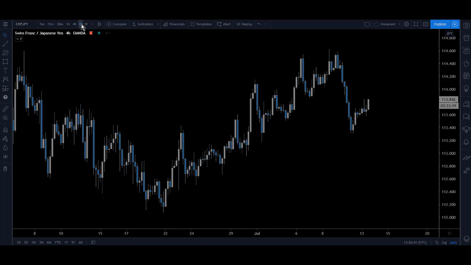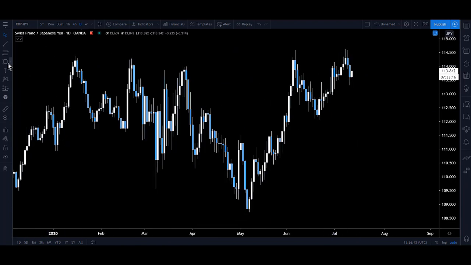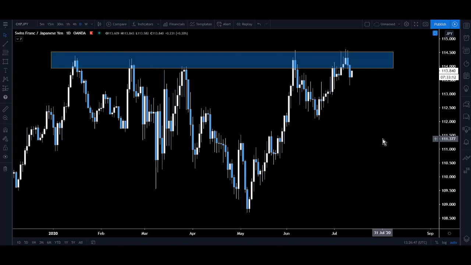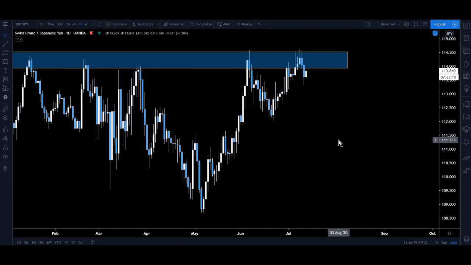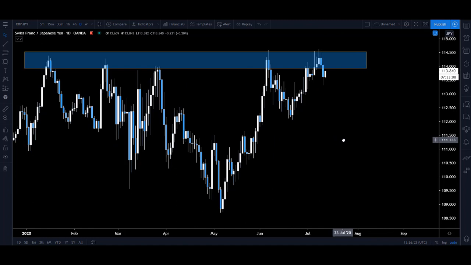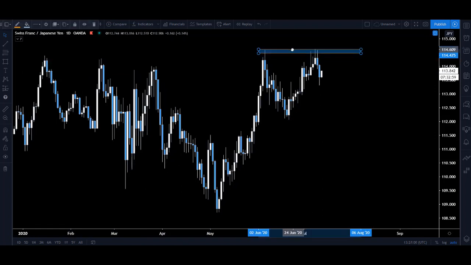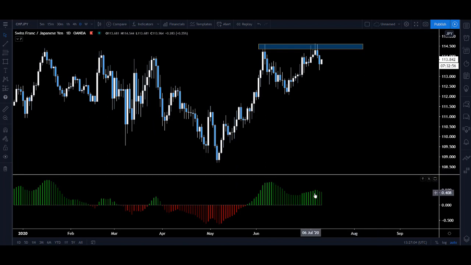Swiss yen, big area, as you can see, big area of resistance. So we've been looking for shorts, and we are looking for shorts. We've come into this 114.5, and if you look here, potentially this is a double top pattern, and we've got divergence there. We've got equal highs pretty much, and high and lower high on the MACD.